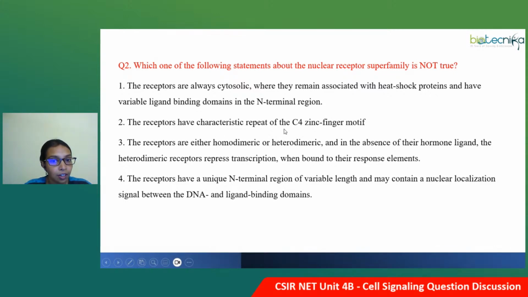Receptors will be having a repeat of C4 zinc finger motif. Receptors could be either homodimeric or heterodimeric, and in the absence of the ligand, it represses the transcription. Then, receptors have a unique N-terminal region of variable length and may contain an NLS present between DNA and ligand.